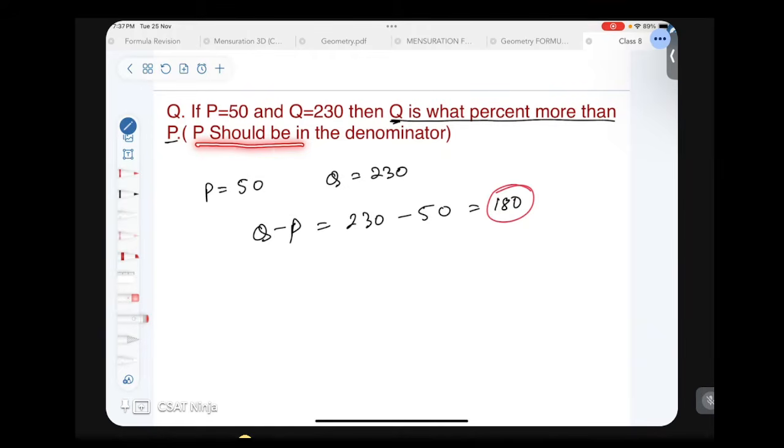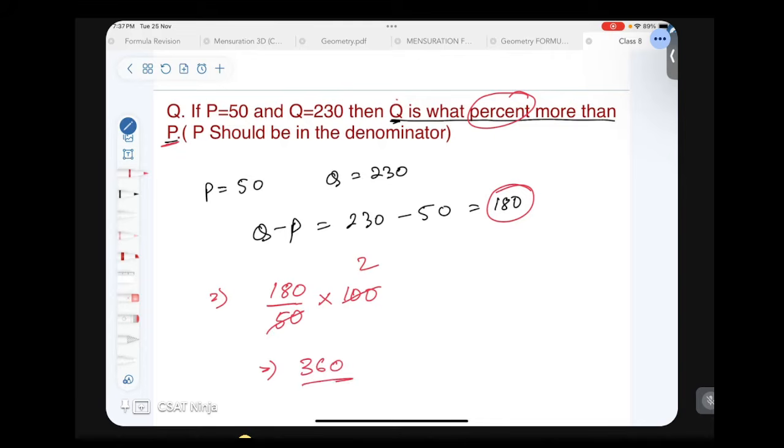P should be in the denominator. Why? Because we are comparing Q with P. So what I can tell is that Q is 180 more than P. Since I'm referring Q with P, I need to write P in my denominator, which is 50. And I want my answer in terms of percentage, that's why I multiply by 100. If I cancel this, 50 into 2, 180 into 2 is 360. So the answer is 360%.